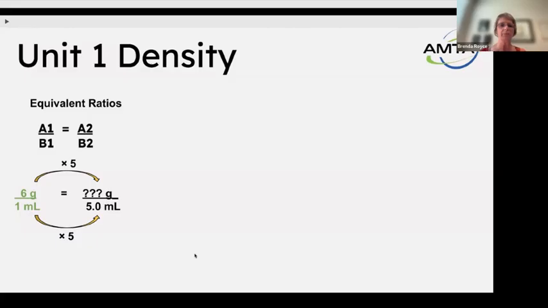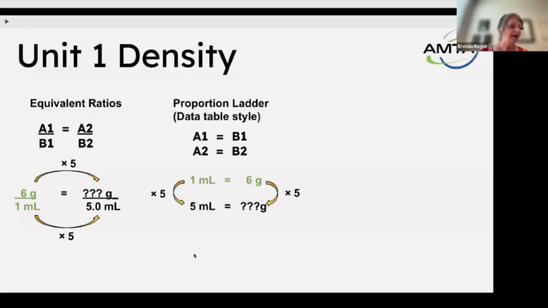Another approach we're calling a proportion ladder begins with 1 milliliter equal to 6 grams. But how can a mass be equal to a volume, you may well ask? Well, it is better to say they are equivalent because they both describe the same piece of matter, and hence the use of the equal sign. Once again, we see that 5 milliliters is 5 times larger than 1 milliliter, then 6 grams must also be 5 times larger.